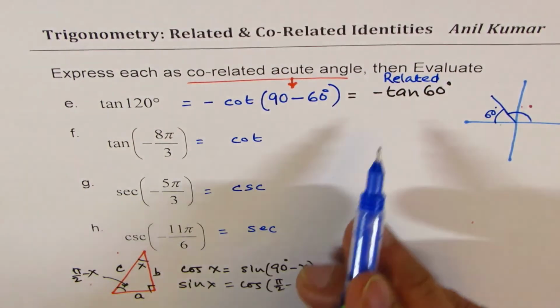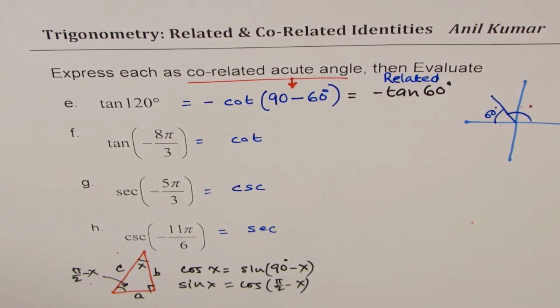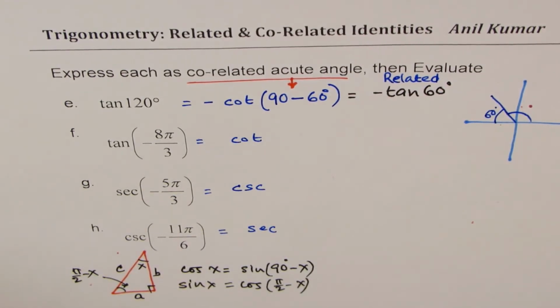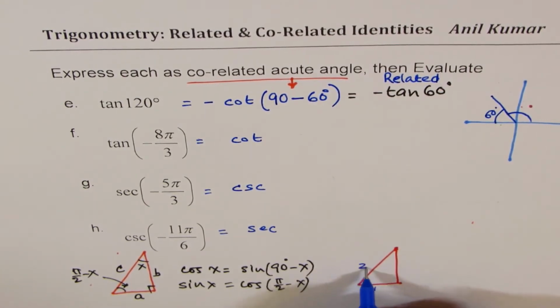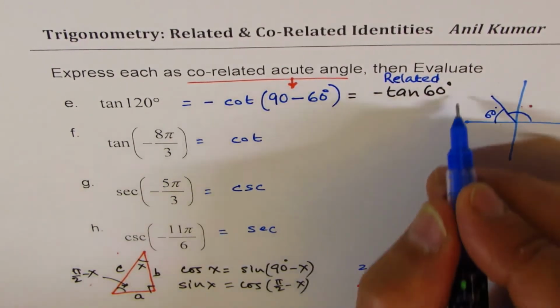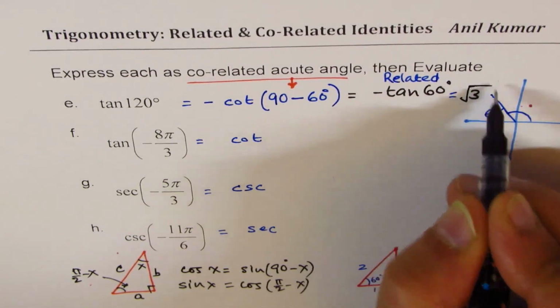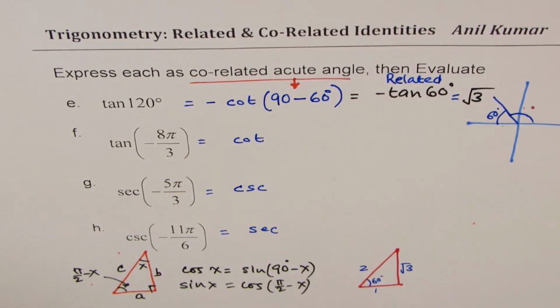Tan in terms of tan, as we did in the previous examples. Now let's evaluate 60 degrees. Let's get back to our special triangle, 30, 60, 90, which is 1, 2, square root 3. That is 60 degrees. Tan is square root 3. So we get the answer as square root 3 for this particular thing. Is that clear? Okay.